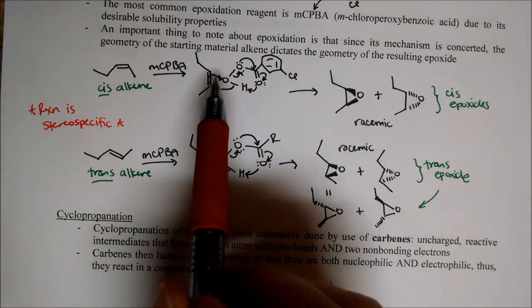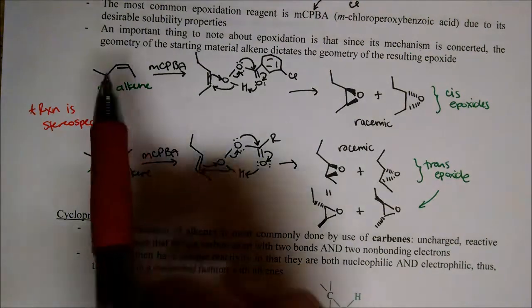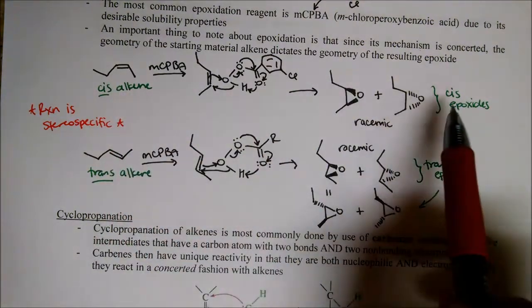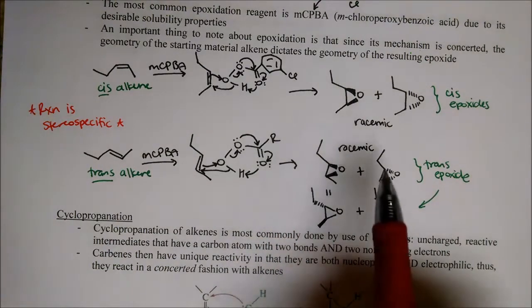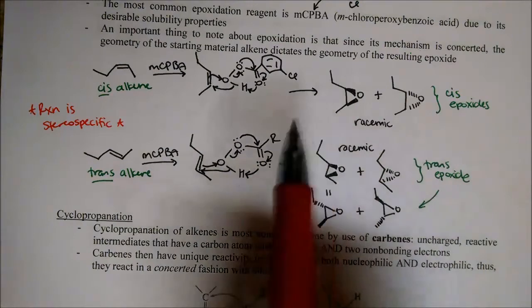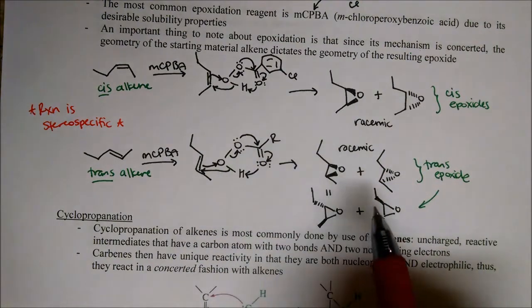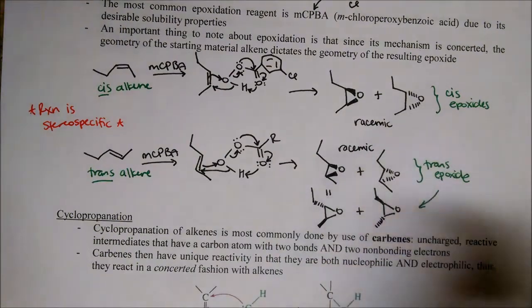We can only react with one face of the alkene. Again, we add across the cis alkene or we add across the trans alkene. So a cis alkene gives us a cis epoxide and the trans alkene gives us the trans epoxide. There's no choice in the matter. Yes, there's a choice of whether or not we can react with the top or the bottom, but in terms of the mechanism and whether or not we form a trans or a cis epoxide, that does not change. Okay, there's no choice in that matter.